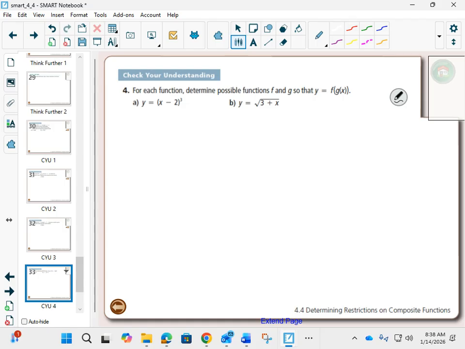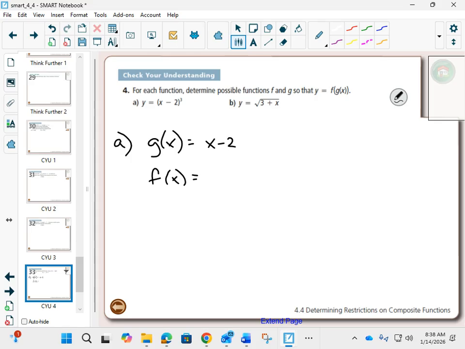And what we mean by this is in the first one here, a, g of x is the inside function, and f of x is the outside function, because we have f of g of x, so we would say that g of x is inside of f of x. Well, the inside function in this case is the x minus 2. And often you're looking for something inside of brackets or inside of another function.